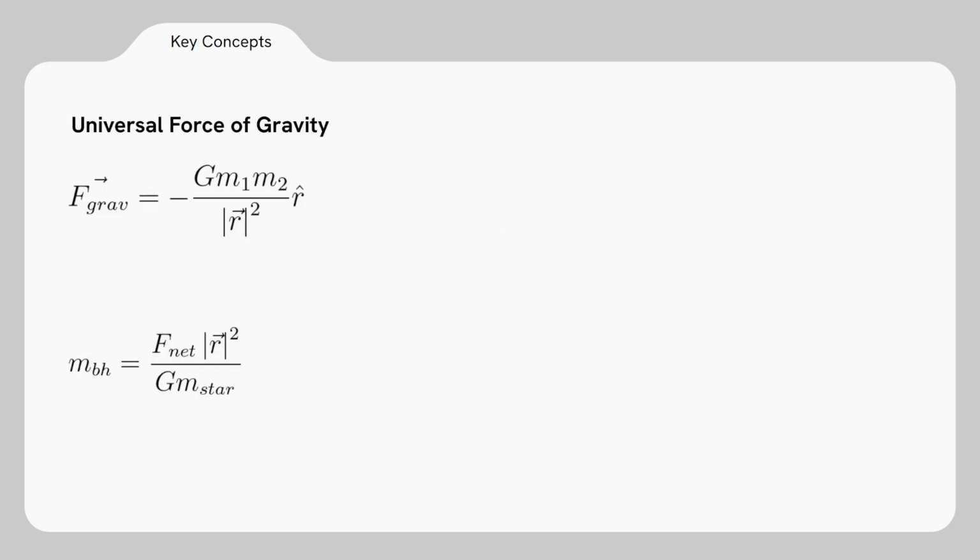Another key concept is the universal force of gravity, which states that the gravitational force of an object due to another object is an attractive force that is proportional to the masses of the objects divided by the square of the magnitude of the distance. We'll get back to the second equation in the Part 1 experiment.